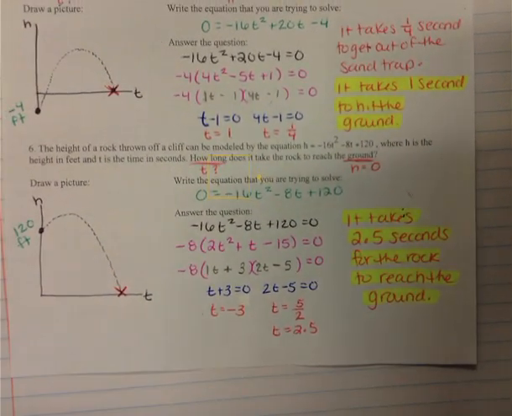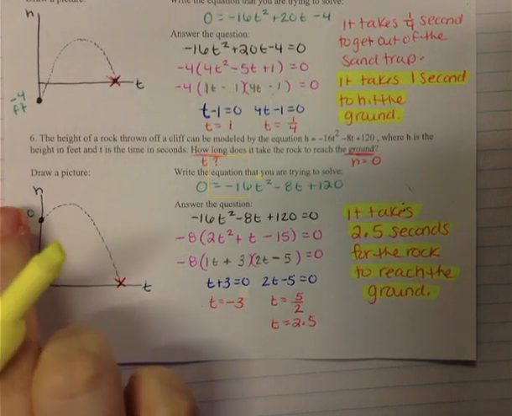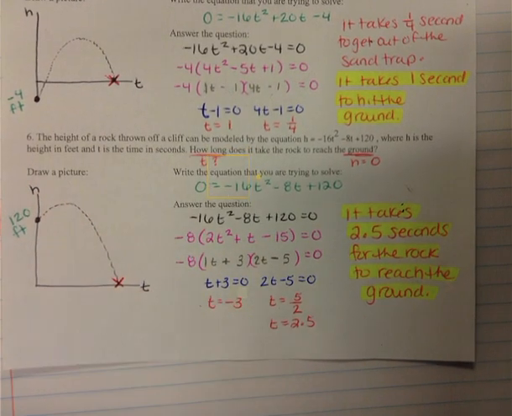These are projectile problems where it's going to be a negative parabola, so it's going to open down because it's going up and then going back down.